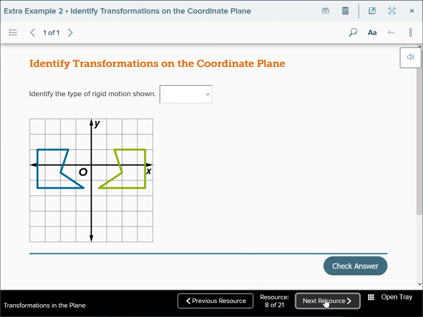Then check your answer once you do it. What is it? Reflection. Everybody agree? Reflection over the y-axis.